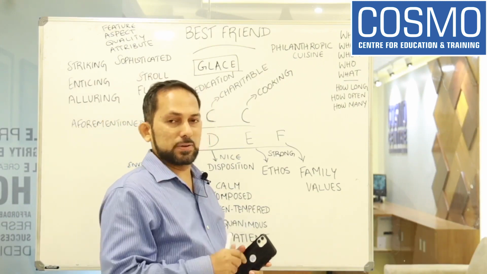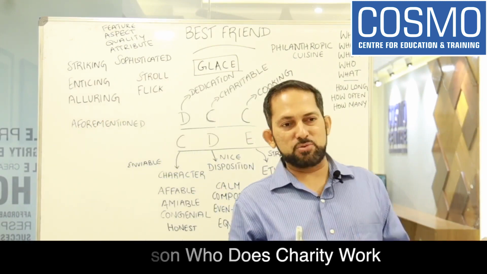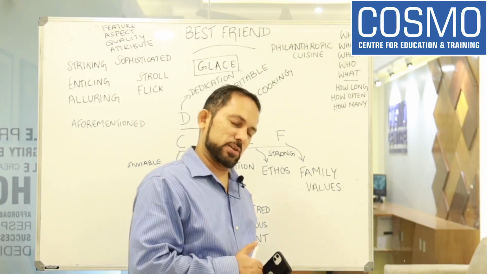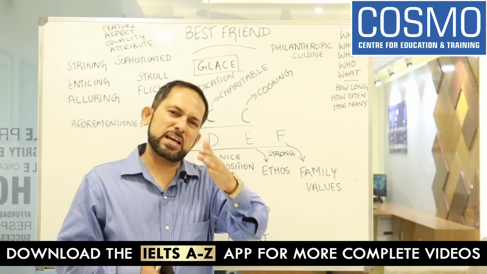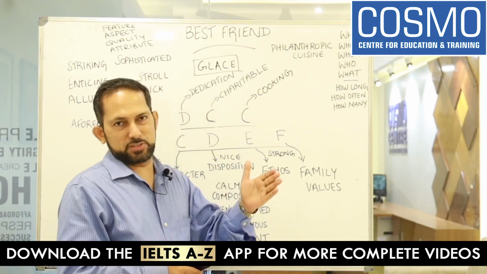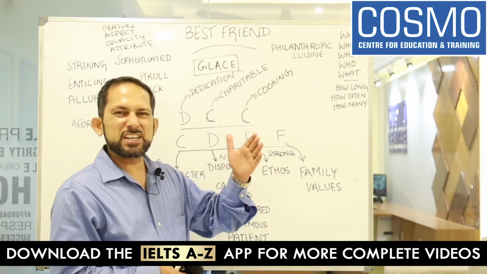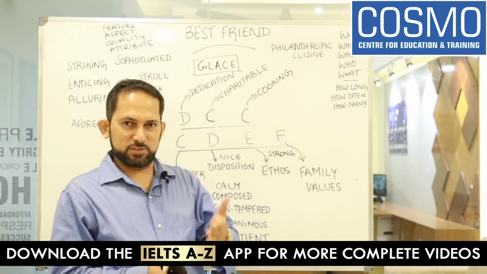Okay, next one. A person who does charity work. Okay, here, a person who does charity work is, you could say that elderly neighbor, the same person. A person who does charity work is Dash, who is an elderly person.